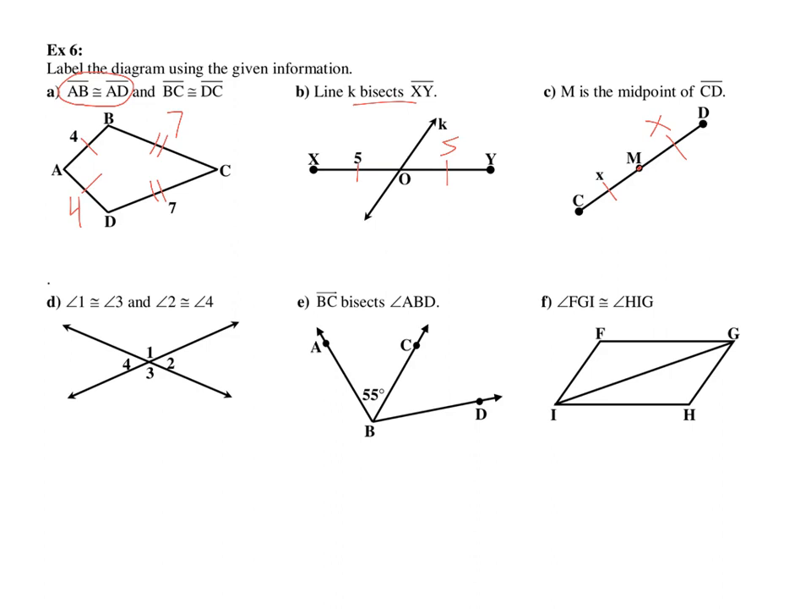Angle 1 and angle 3 are congruent. So we use arcs in this case. That shows that they're the same. Angle 2 and angle 4 are congruent. So we're going to use double arcs here.